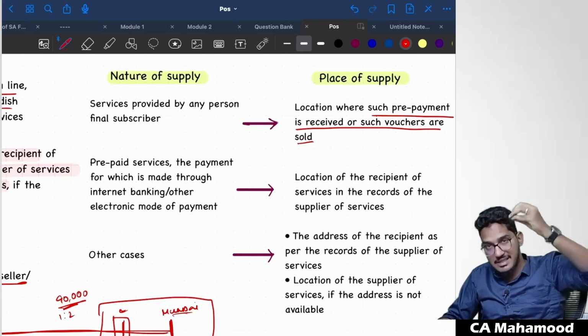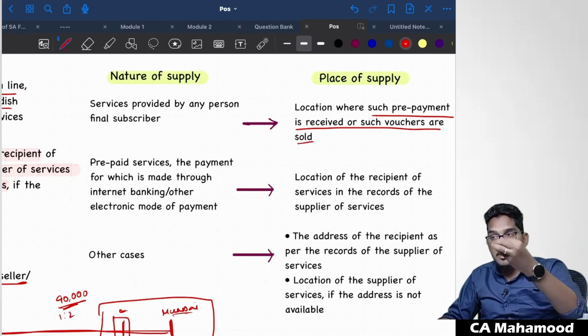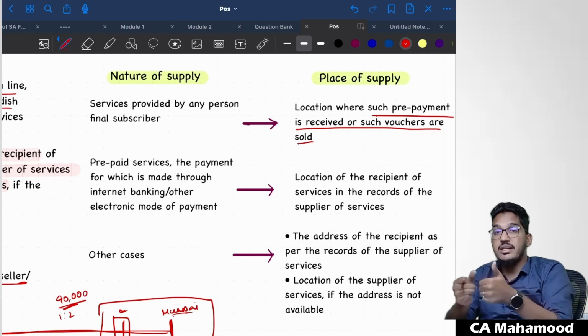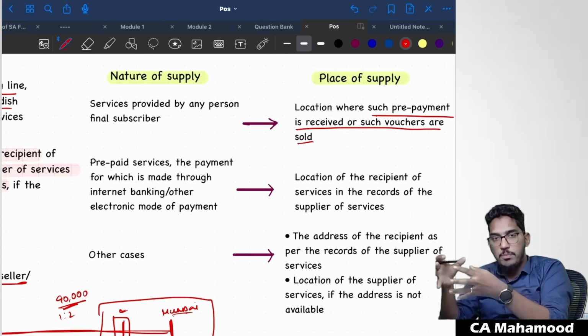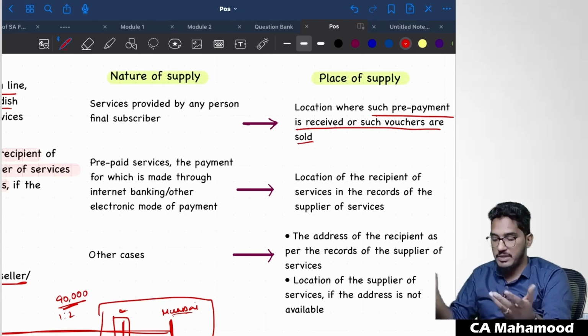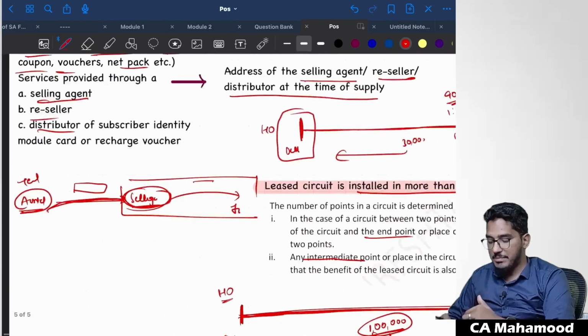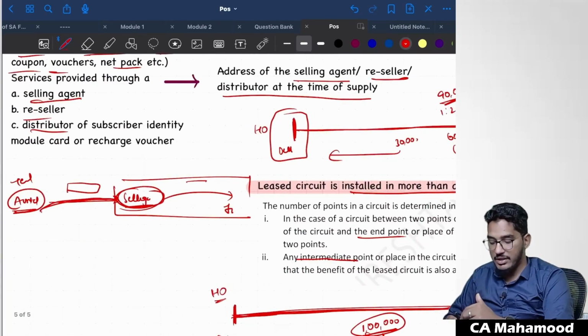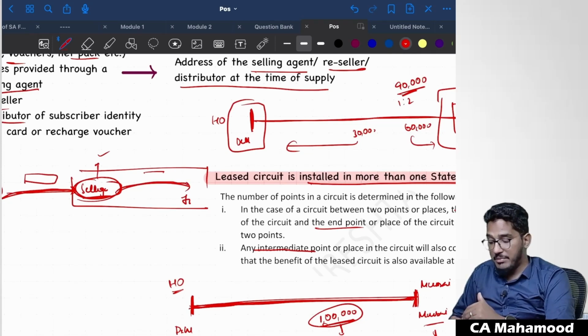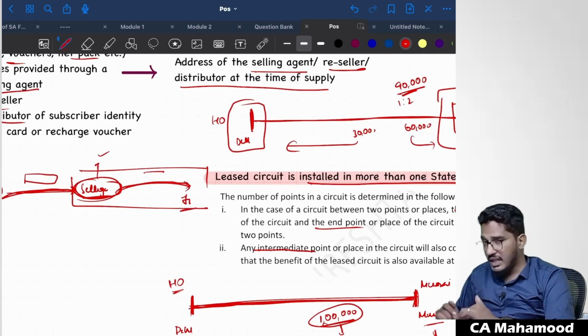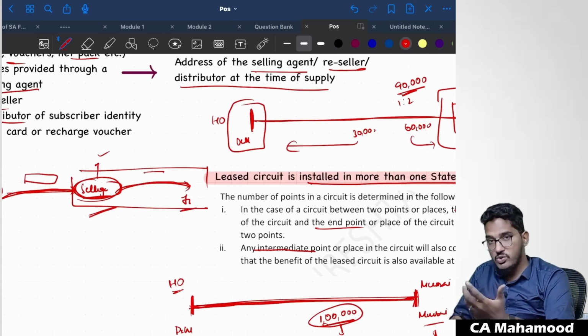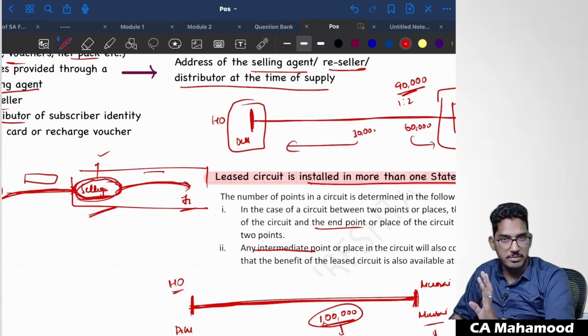The place at which that sale is happening, or the place at which that prepayment will be received from the customer and recharge will be done, nothing but the shop of that selling agent will be the place of supply. If you pay close attention, in the transaction between the telecommunication company and the agent, they also tell the address of the selling agent. And in the transaction between the selling agent and the final subscriber, wherever the tickets are sold, wherever the prepayment is received, generally at the selling agent's office only, that will be the place of supply.